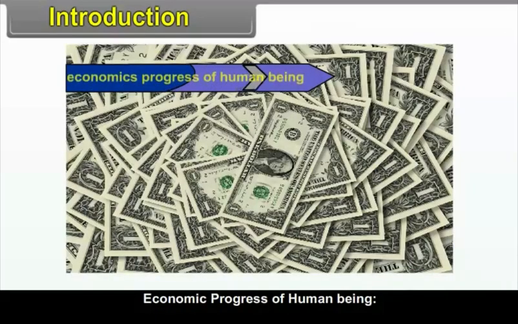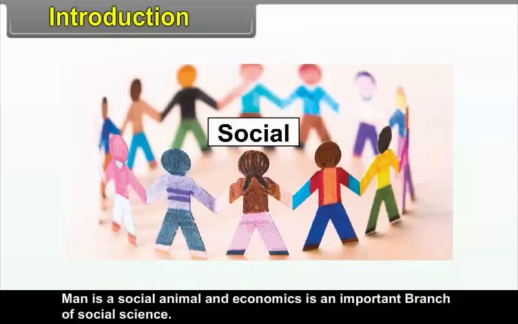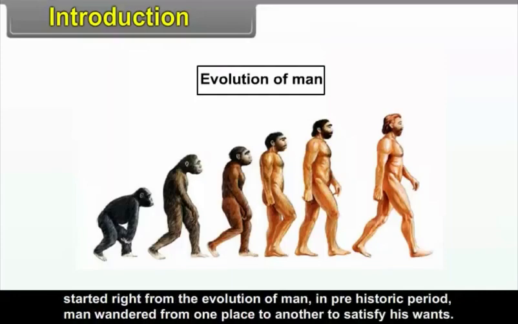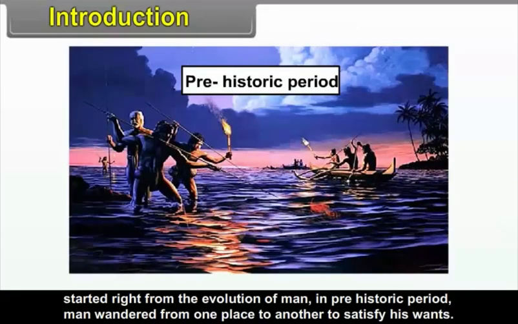Economic progress of a human being. Man is a social animal and economics is an important branch of social science. Therefore, economics studies man's economic behavior in the society. This economic behavior started right from the evolution of man. In the prehistoric period, man wandered from one place to another to satisfy his wants.